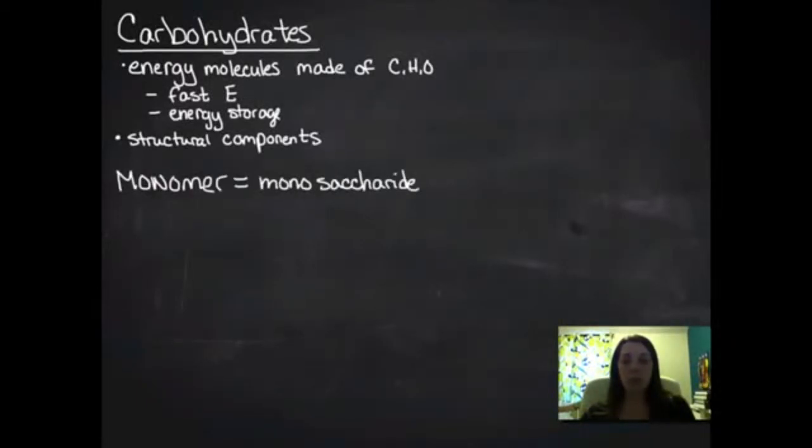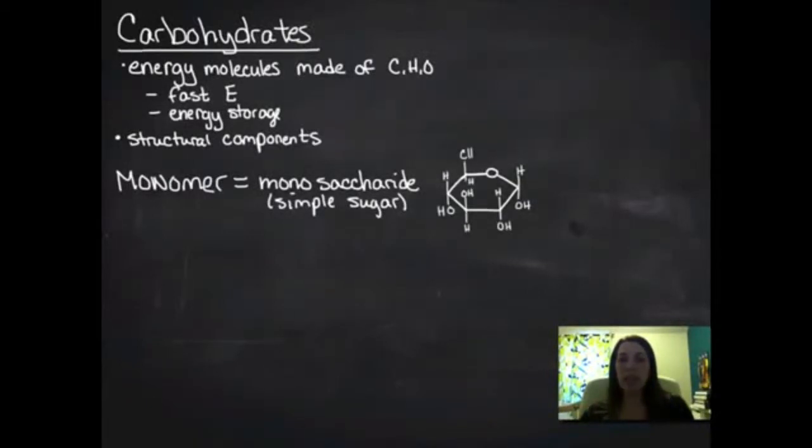Carbohydrates are polymers of monosaccharides. Mono, one, saccharide, sugar. So basically a carbohydrate is just a long chain of simple sugars. Let me draw you a really quick glucose. And for those of you that have been paying attention in class, this is alpha glucose. So that is an example of a simple sugar. That is a monosaccharide. C6H12O6 for those of you that don't remember.